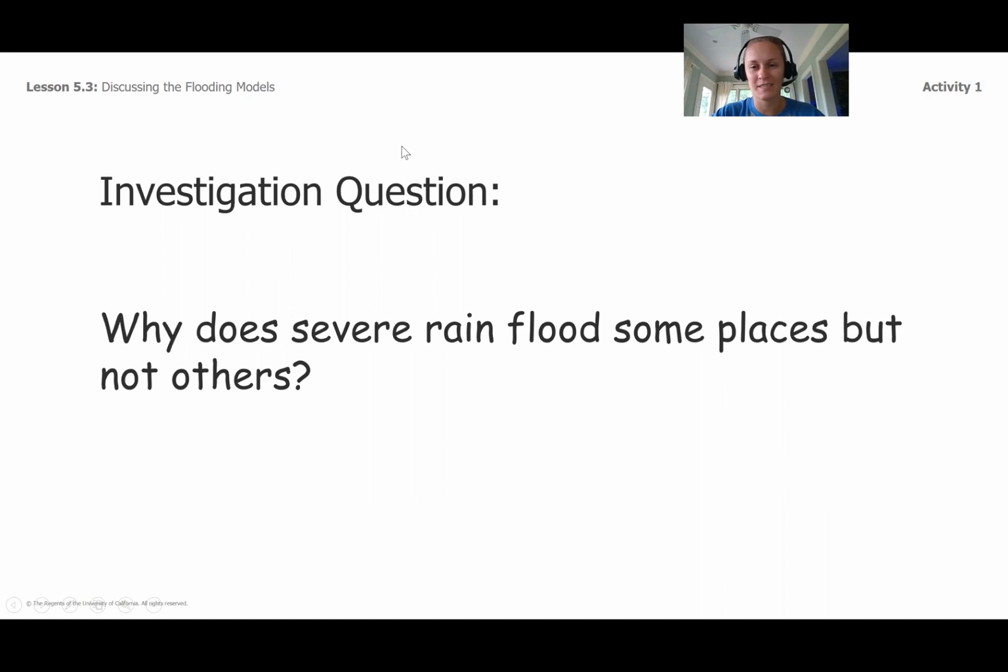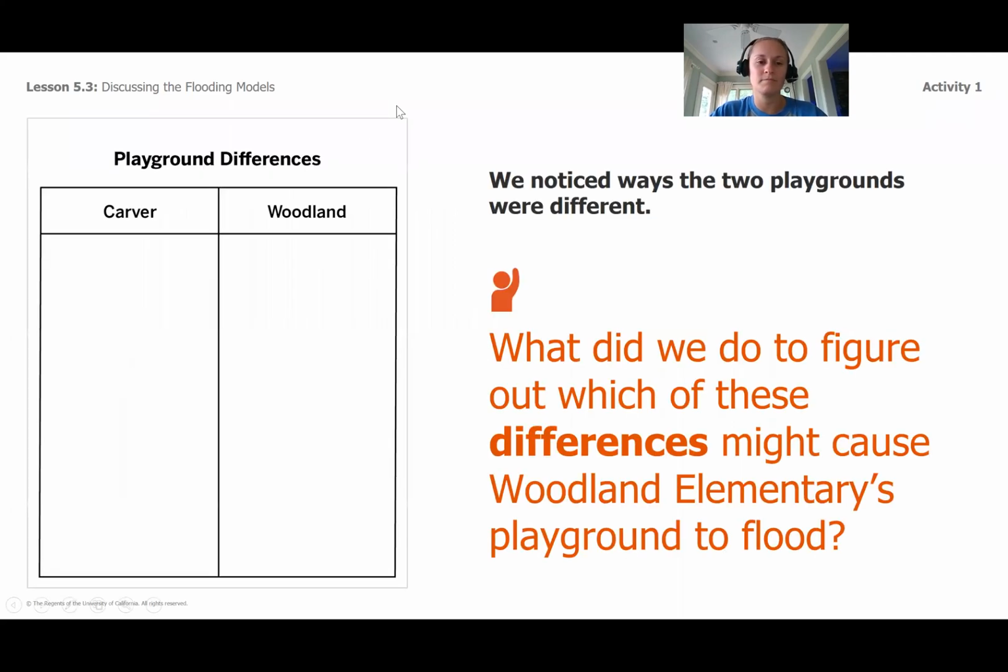And last week you got to see me do a video on a rain model, trying to see why rain floods in some places and not in others. So we noticed that Carver and Woodland playgrounds had differences, right? Which one of those differences do you think is causing flooding? Think back to last week when I did the models. Think back to which one caused the most flooding with the water levels the highest. Well, we're going to look at that today.